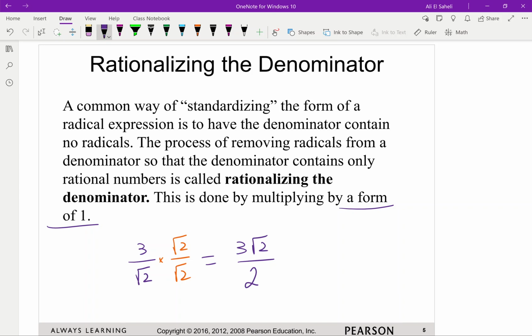Okay? The reason why we do this is kind of standardizing it so that it can be compared to other rational expressions involving radicals. Plus, it's easier for computation. Also, I think it's easier for your mental approximation of the value of the number. You have a better idea how big or how small the number is when you know you're dividing by a whole number like 2. All right.